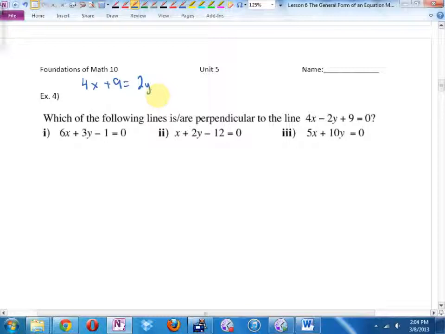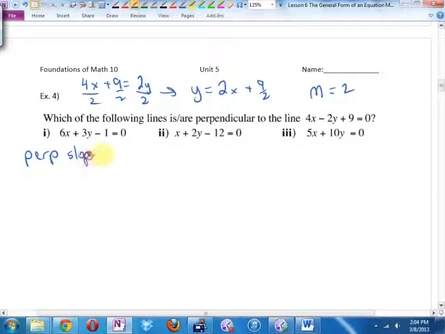Is that okay, Naomi? And then how would I get the y by itself? Divide by 2, divide by 2, divide by 2, and I get this. Y equals 2x plus 9 over 2. I don't care about the y-intercept, but here's what I know. My original line has a slope of 2. Yes?